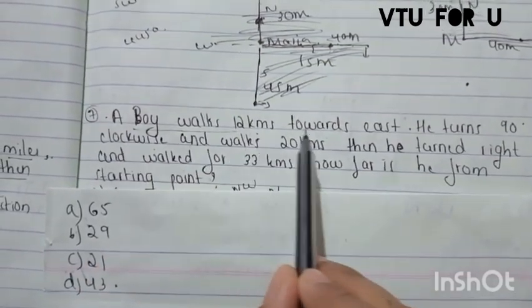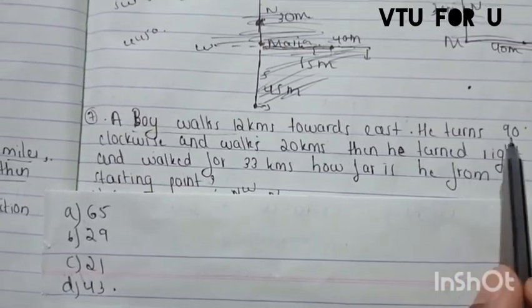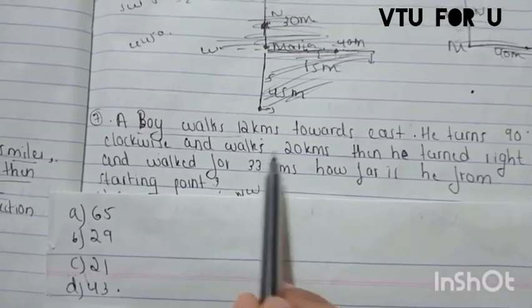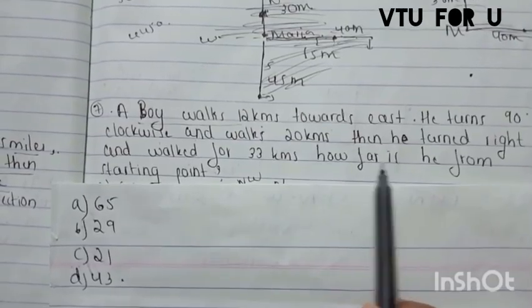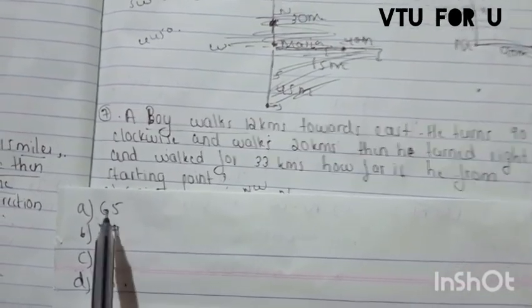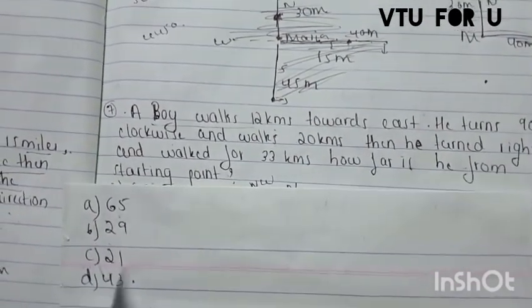A boy walks 12 kilometers towards east. He turns 90-degree clockwise and walks 20 kilometers. Then he turned right and walked for 33 kilometers. How far is he from starting point? Options are 65, 29, 21 and 43.